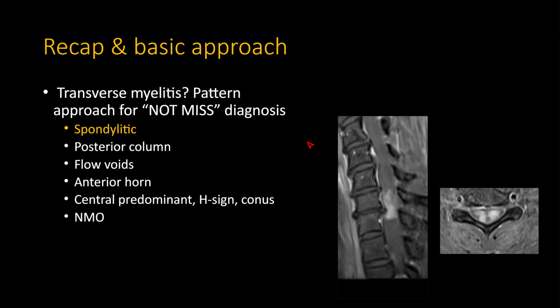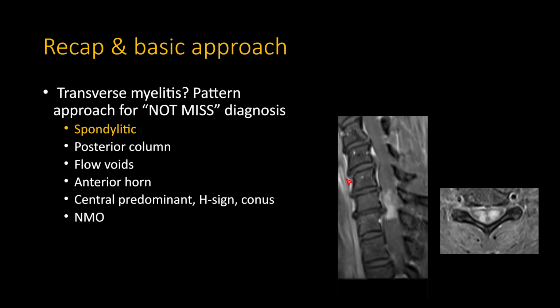Then I ask if I'm dealing with a transverse myelitis pattern, with transverse myelitis obviously being both sides of the cord involved, either by symptoms or by imaging appearance. Once I encounter this transverse myelitis pattern, I do a pattern-based approach for the not-to-miss diagnoses, because it becomes a differential at this point. But there are certain features that you should add that are not-to-miss diagnoses. Among those are spondylitic forms that mimic a transverse myelitis pattern.